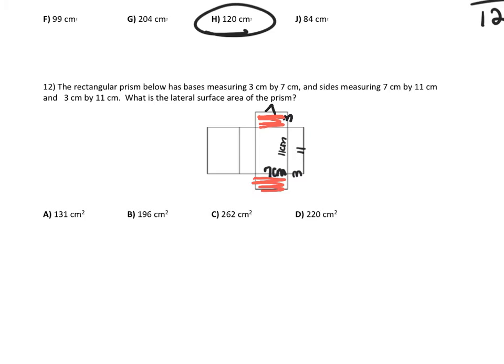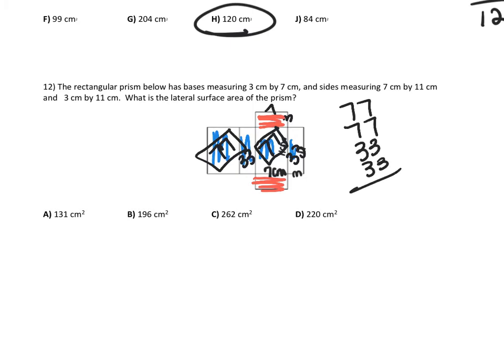Okay, what is the lateral? So lateral means these 4 rectangles is what I'm looking for, okay? So I know this is 7 by 11, so it is 77. If this is 77, then this is 77. Correct? Okay. This is 3 by 11, so it's 33. So if that's 33, then that's 33. So I should have 77 twice and 33 twice. So you get 20 here and then 22 there. So we should get 220, which is answer choice D.